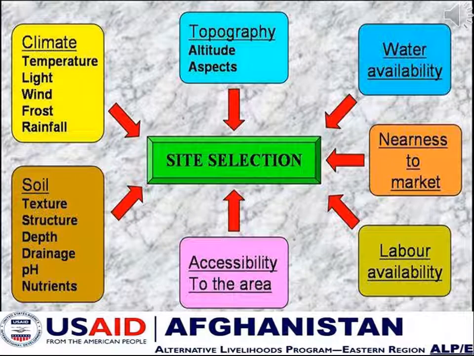This slide illustrates some factors affecting site selection: climate, including temperature, light, wind, frost, rainfall; soil, including texture, structure, depth, drainage, pH, nutrients; accessibility to the area, labor availability, nearness to the market, water availability, topography, including altitude and aspects.